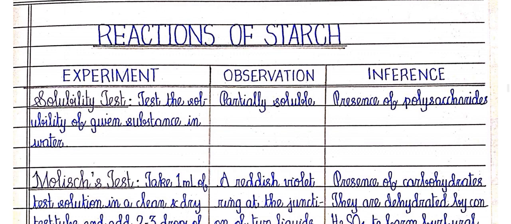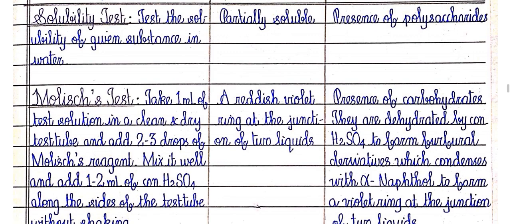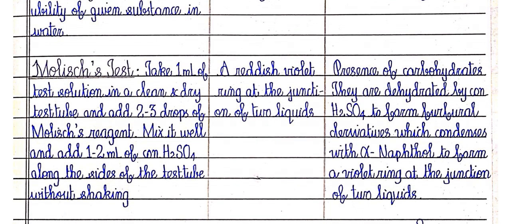And now the reactions of starch in particular. First we will be performing the solubility test. Test the solubility of the given substance in water; if partially soluble, that indicates the presence of polysaccharides. Then the Molisch test is performed. Take 1 ml of test solution in a clean and dry test tube and add 2 to 3 drops of Molisch reagent. Mix it well and add 1 to 2 drops of concentrated H2SO4 along the sides of the test tube without shaking. You could see the formation of a reddish violet ring at the junction of the two liquids.